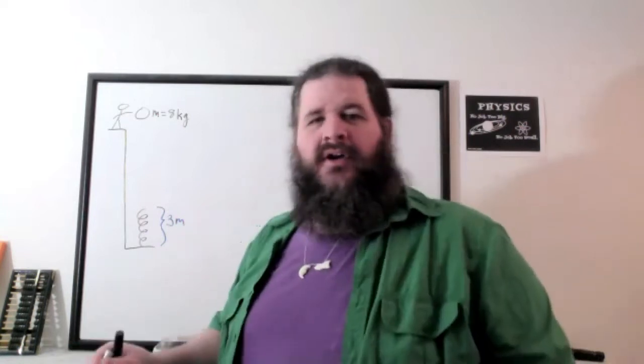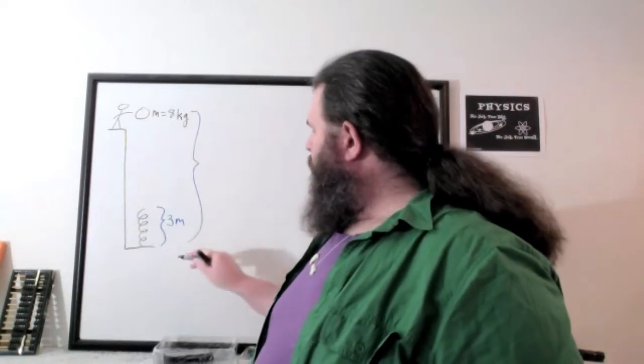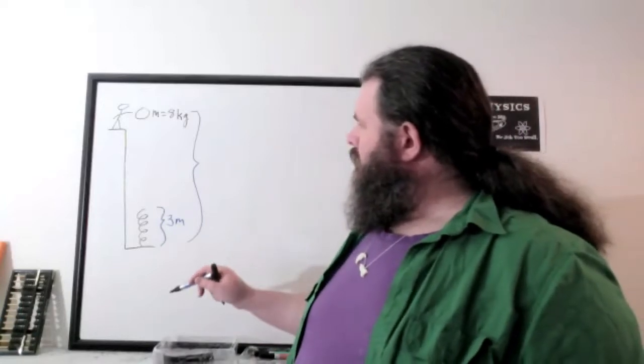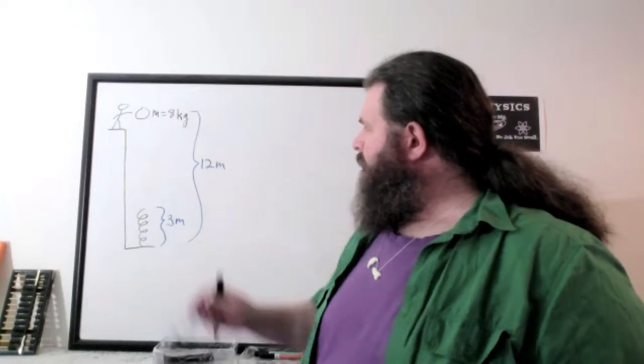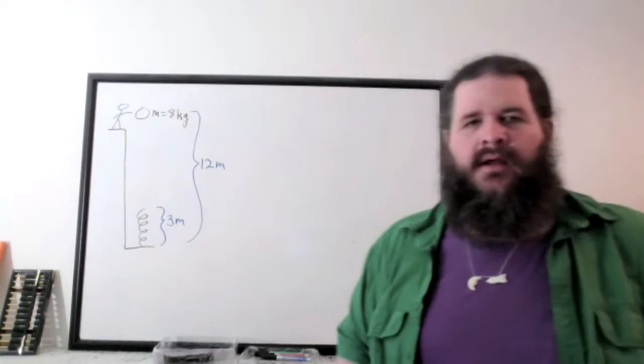And of course, we'll also want to know how high the bowling ball is to start with. Let's say the bowling ball starts off at, let's say, 12 meters off the ground. And we're going to drop it onto this 3-meter spring mounted on the ground.